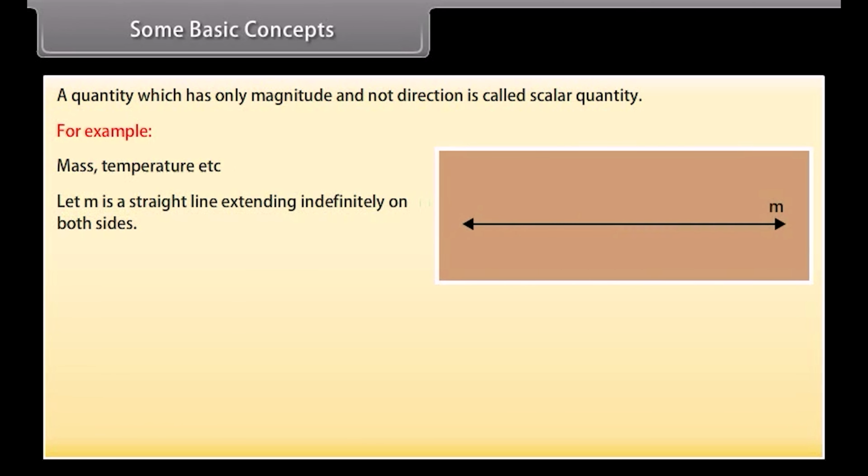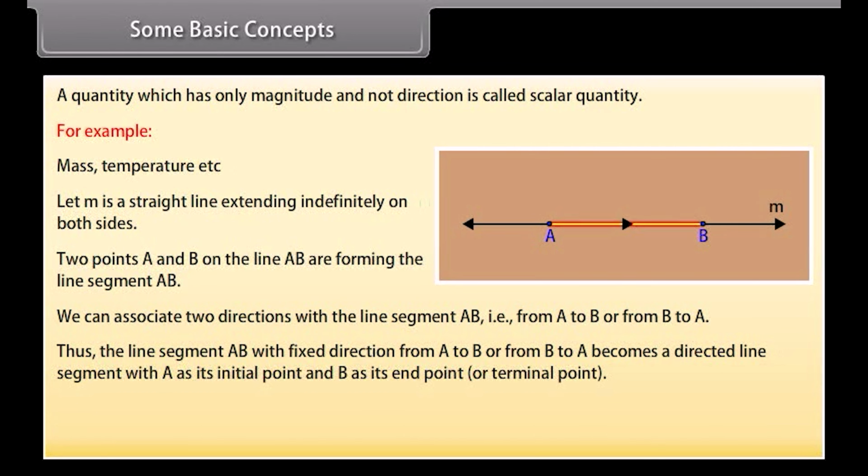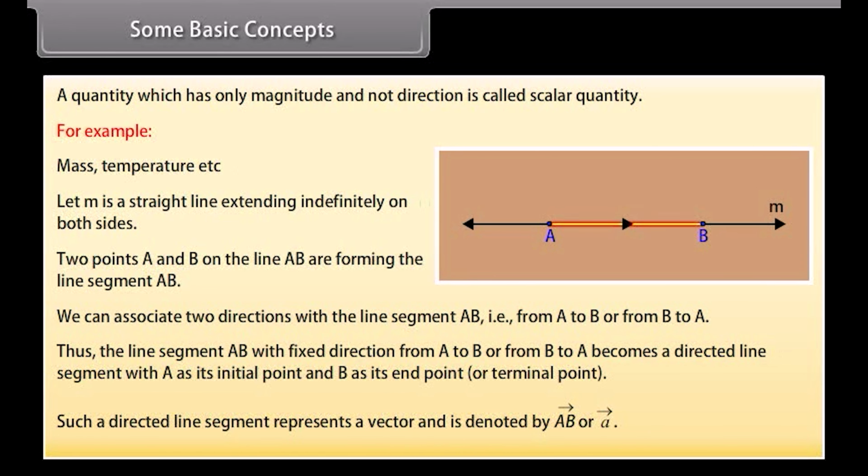Let M be a straight line extending indefinitely on both sides. Two points A and B on the line are forming the line segment AB. We can associate two directions with the line segment AB, that is from A to B or from B to A. Thus, the line segment AB with fixed direction from A to B or from B to A becomes a directed line segment with A as its initial point and B as its end point or terminal point. Such a directed line segment represents a vector and is denoted by vector AB or vector A.